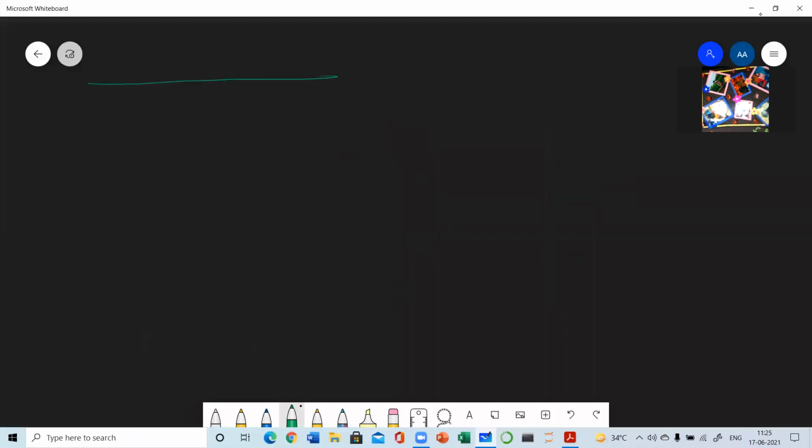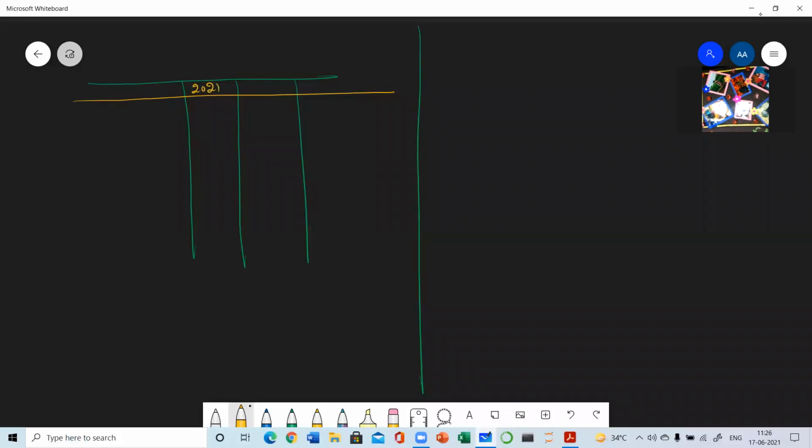This is the balance sheet which is given. I'm just making an imaginary balance sheet. And these are the figures for 2021, and here is the figure for 2020. So 21 will be considered as current year and this will be considered as previous year.